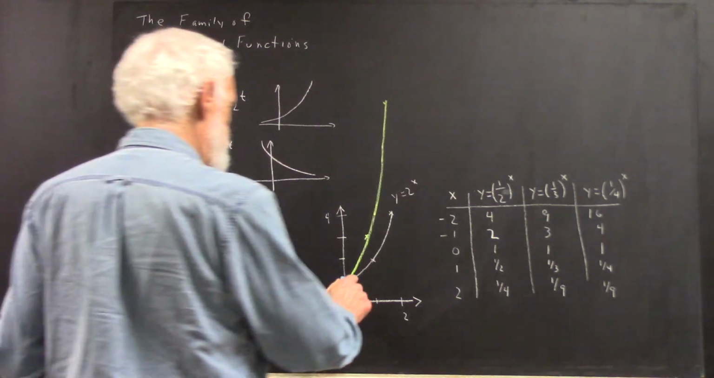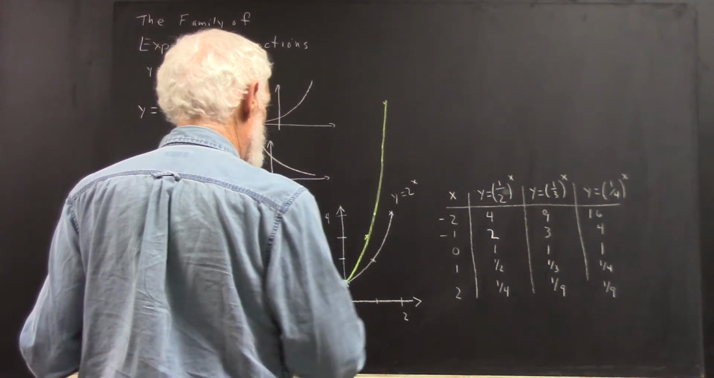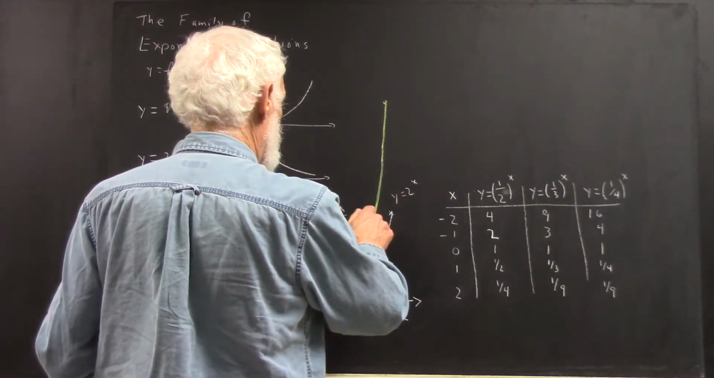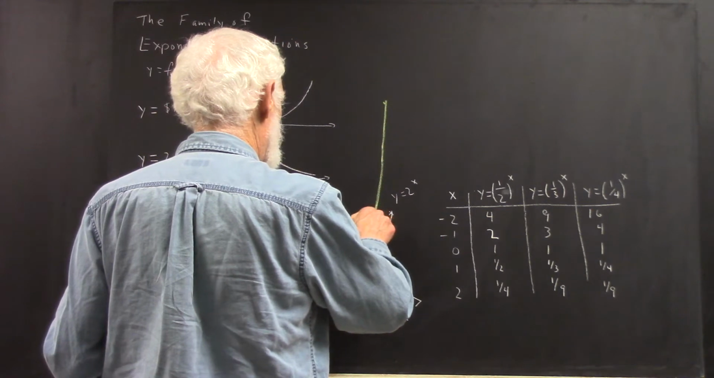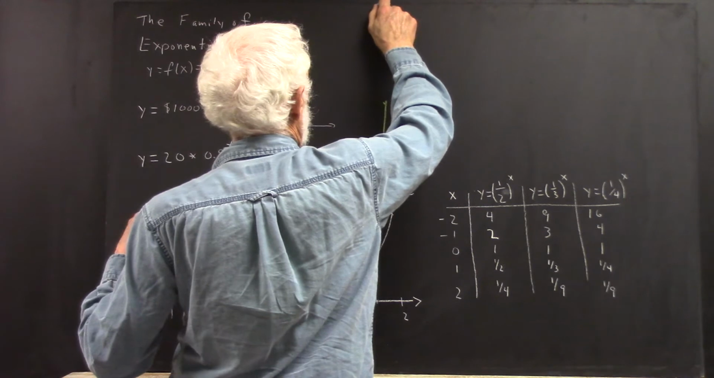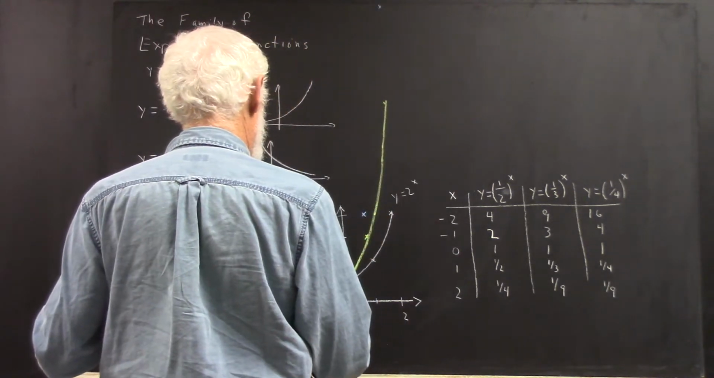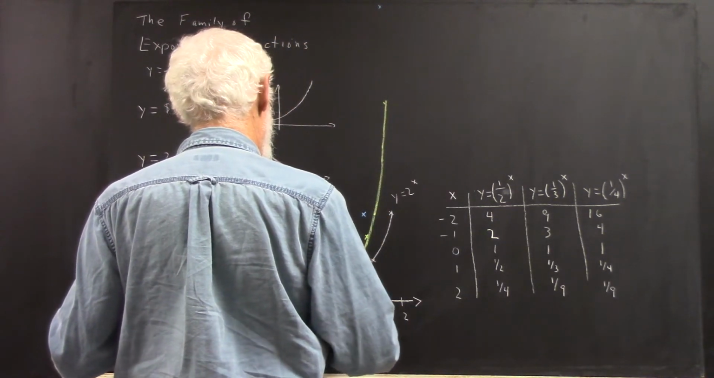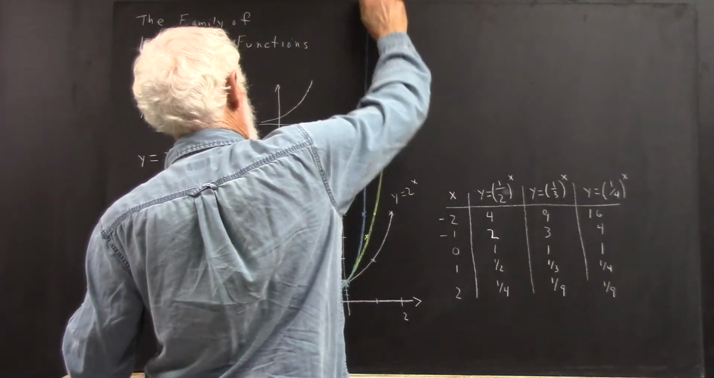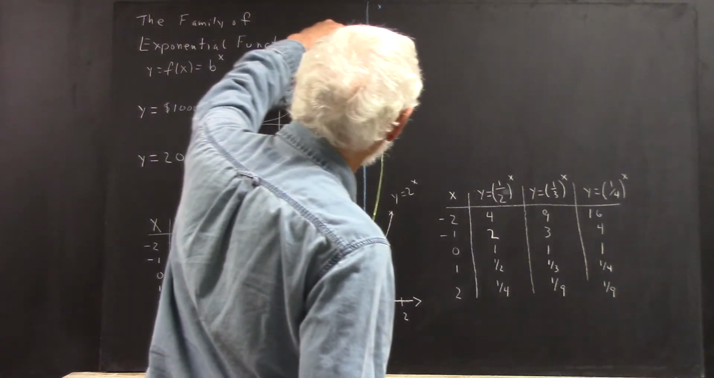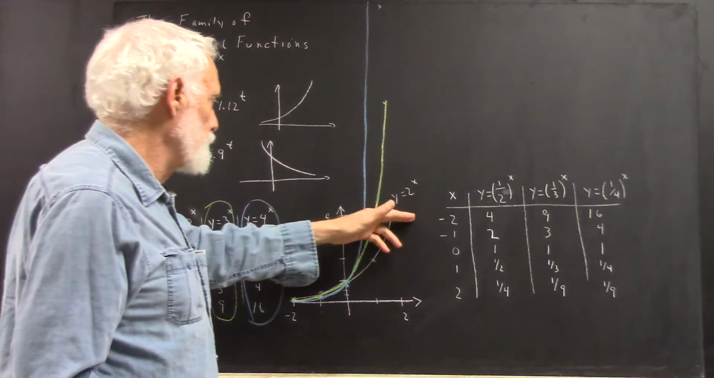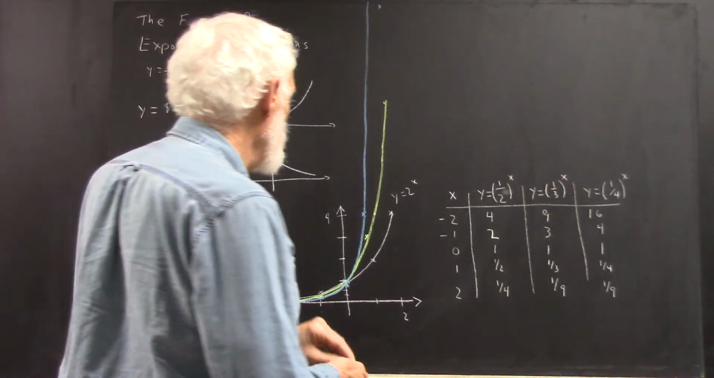And then at x equals 0, it's going to be 1 again. Then at x equals 1, you're going to be up here at y equals 4. And when x equals 2, you're going to be up at y equals 16, maybe way up here. And your graph is going to look something like this. Got a little too steep there, but you get the idea. Okay, so there are 3 graphs: 2 to the x, 3 to the x, and 4 to the x.